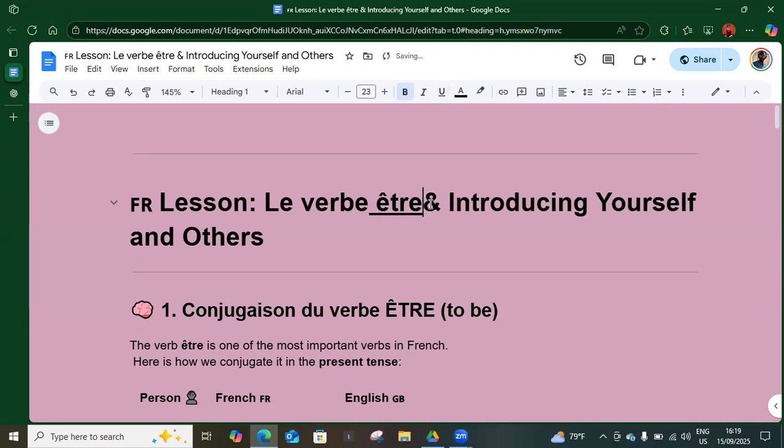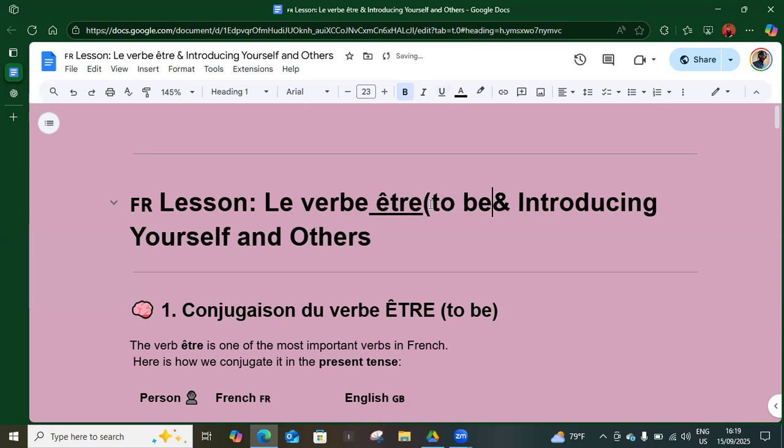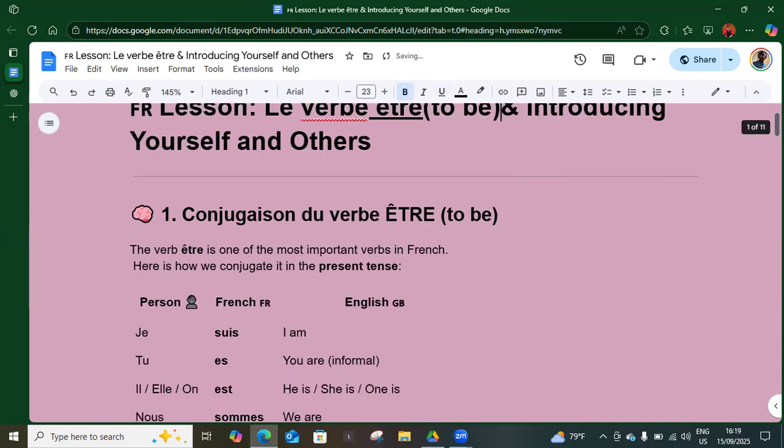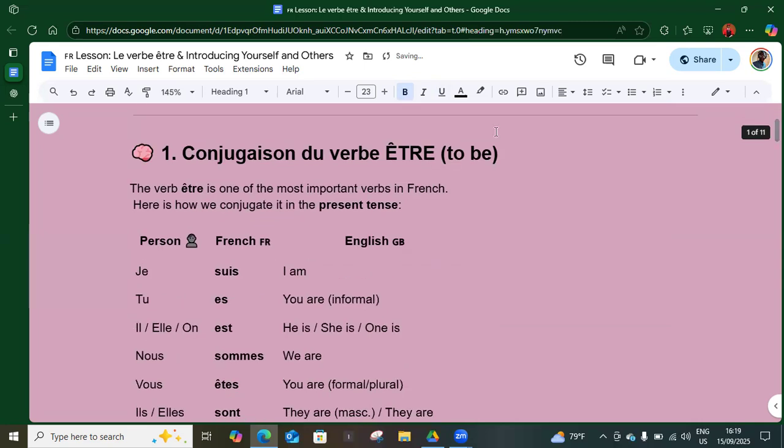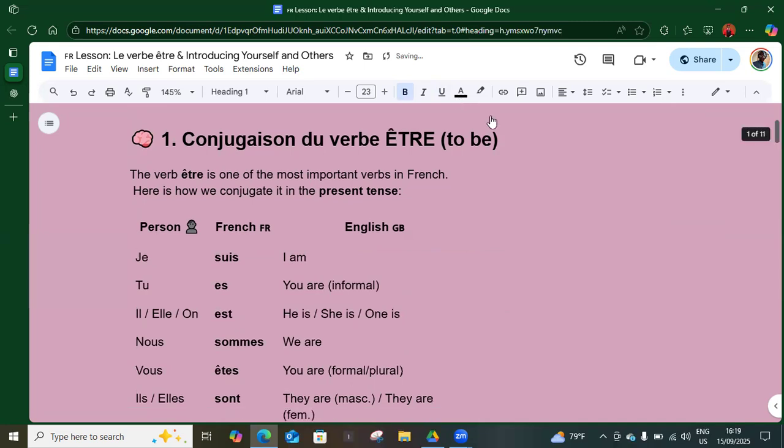Okay, so here we have to be. So in this French lesson today, you will be learning how to use être to introduce yourself and others. So we will start with the conjugation of the verb être, which is to be.